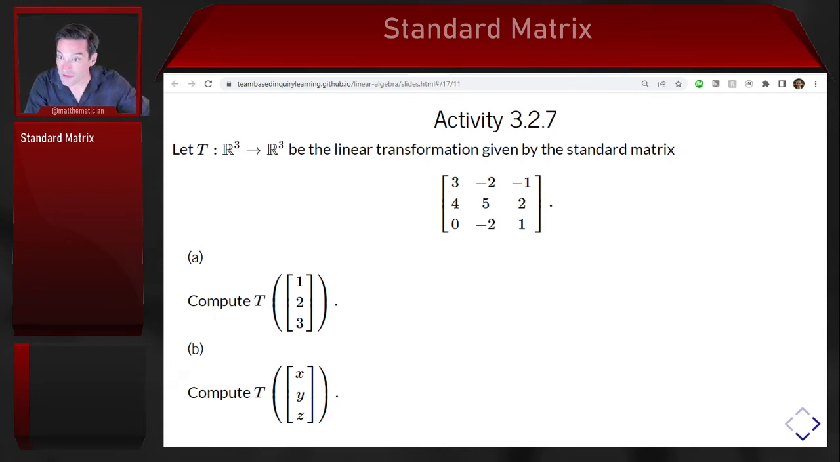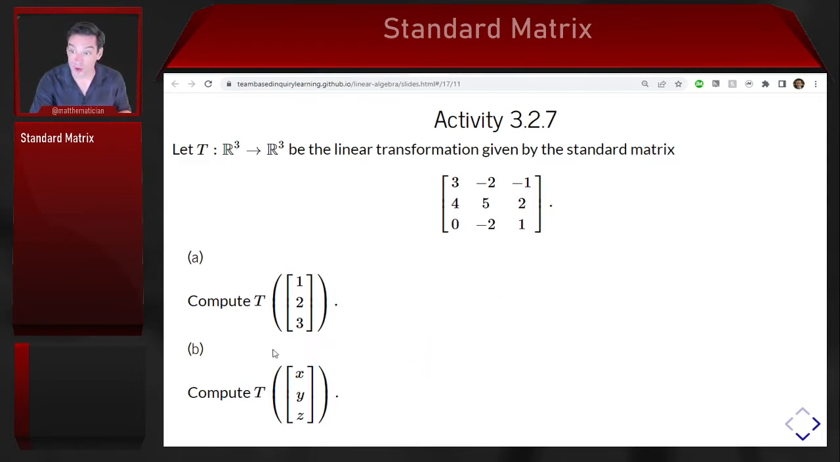So our last activity for today is going to be 3.2.7 from the book, which is numbered 3.2.11 in your activity stream. And the idea of this problem is you have a linear transformation and you have its standard matrix. And we want to do two things. We want to compute T of (1, 2, 3). So what would it mean to transform the vector (1, 2, 3) by the linear transformation whose standard matrix we have listed on the screen?